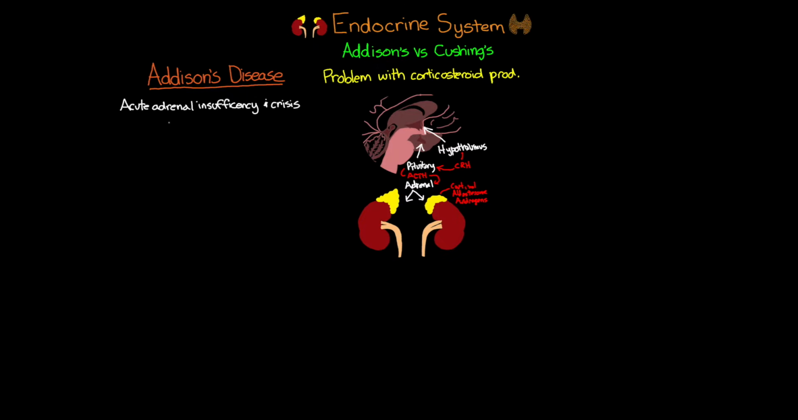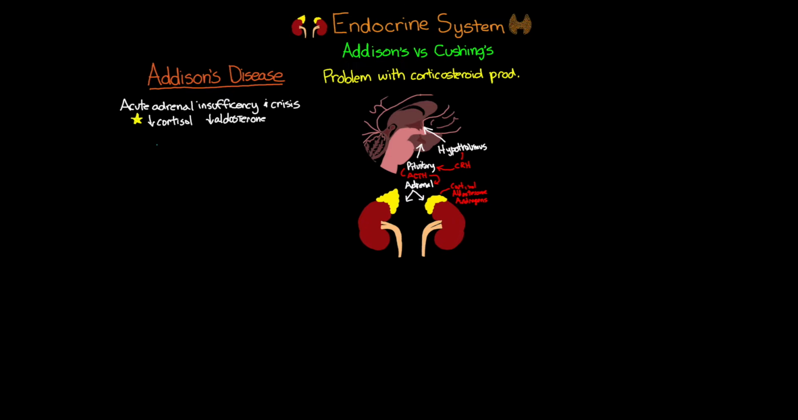What this means is we're going to have inadequate secretion of our glucocorticoids, which is going to be our cortisol, as well as an inadequate secretion of our mineralocorticoids, which is going to be our aldosterone. These hormones are going to play an important part in what we see in Addison's disease. Just think about this as an inadequate or insufficient amount of these hormones.